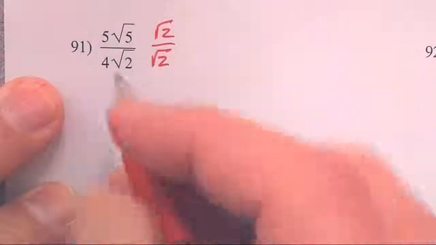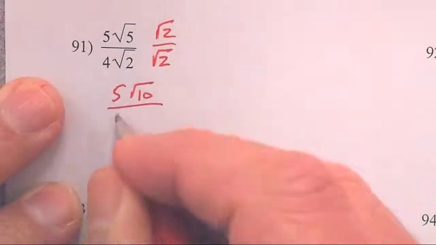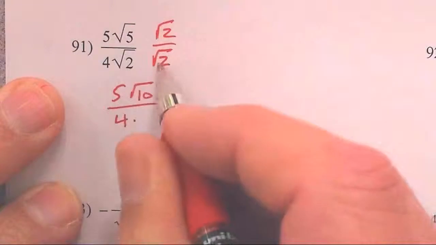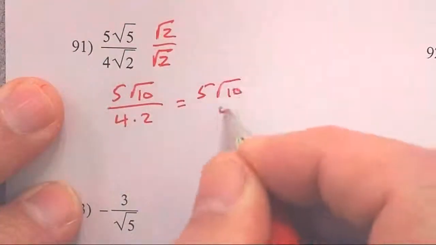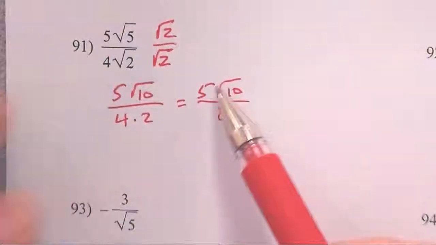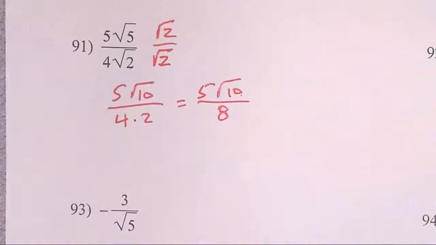This 2 needs a partner in the numerator. 5 root 10 over 4 times square root of 2, square root of 2, 2, or 5 root 10 on 8. 5 and 8 don't reduce. Square roots and non-square roots don't reduce.